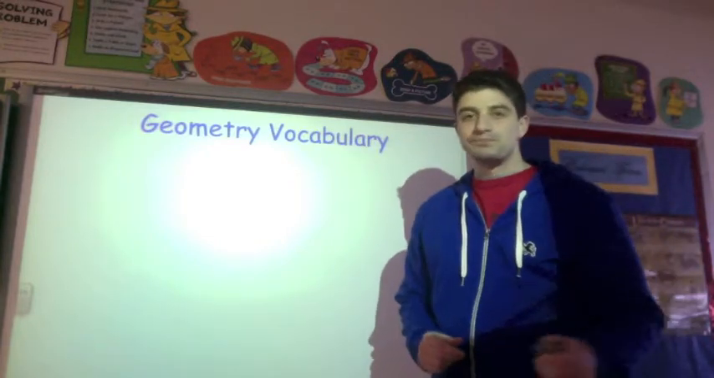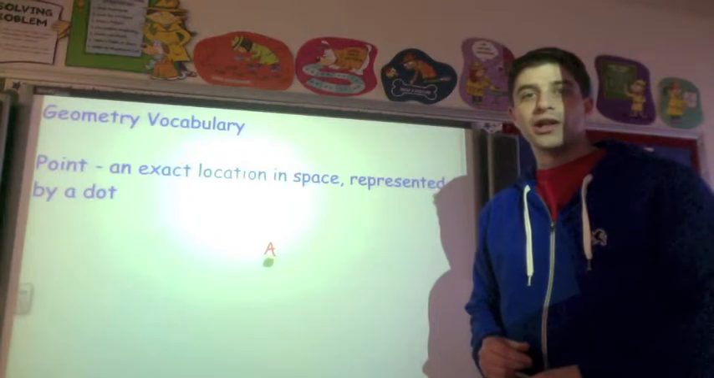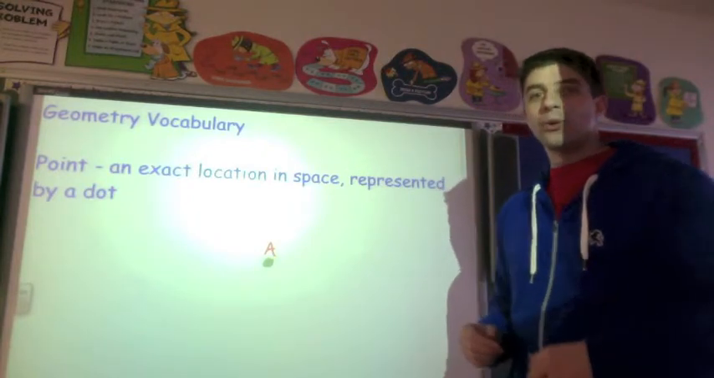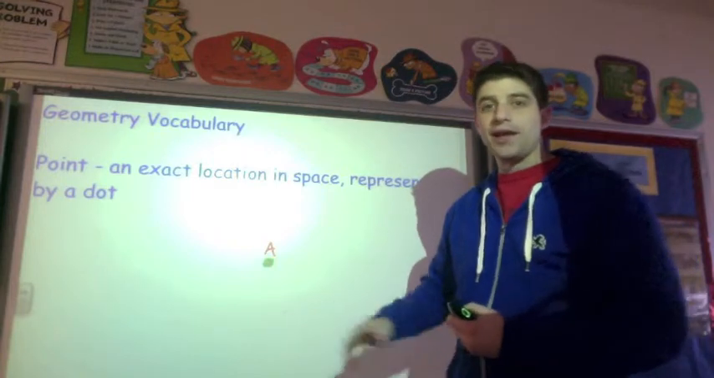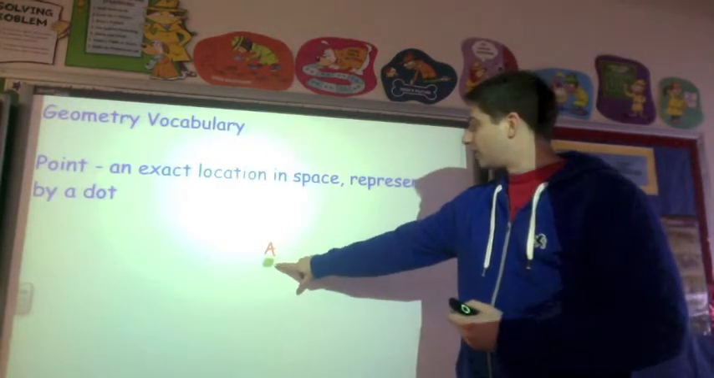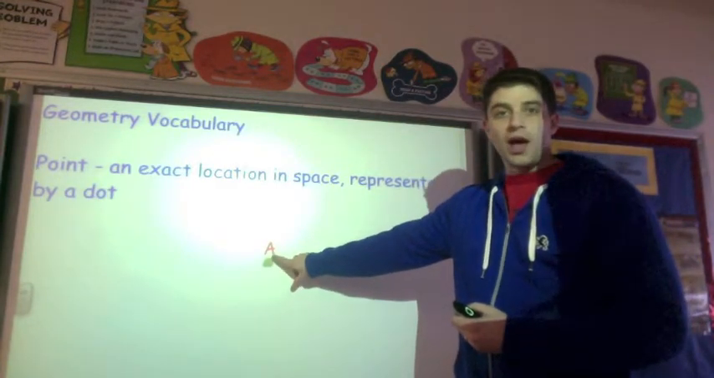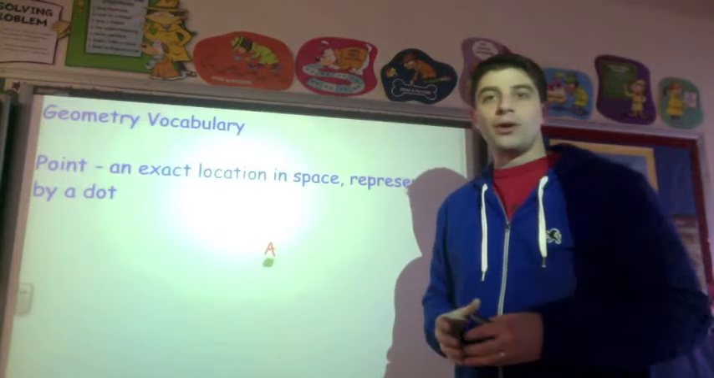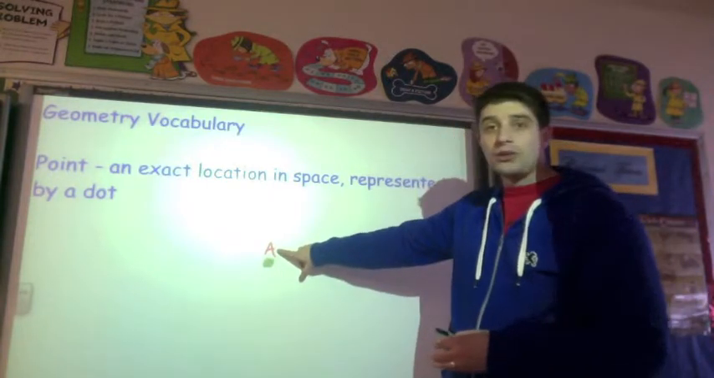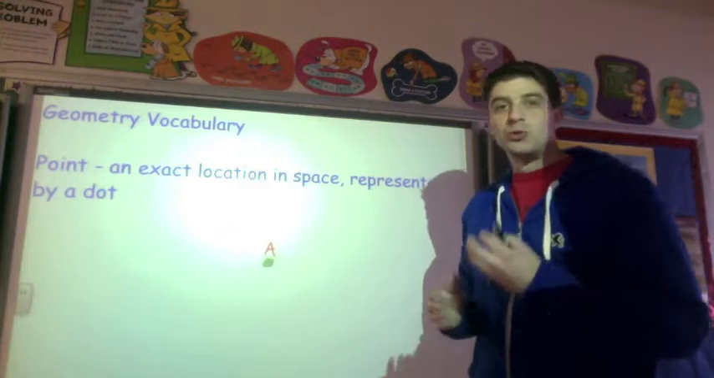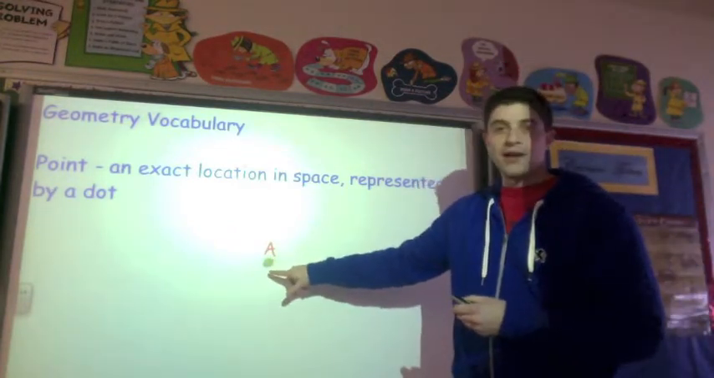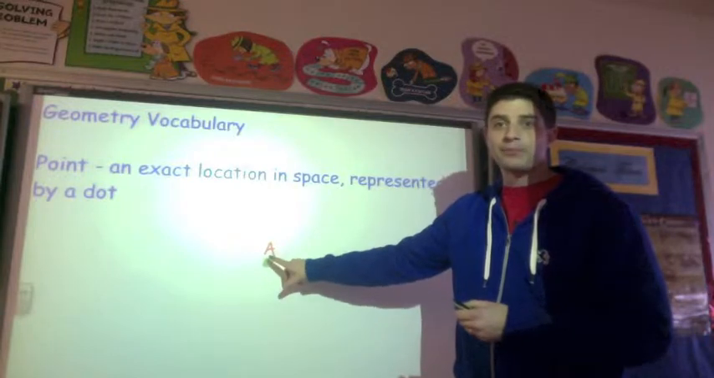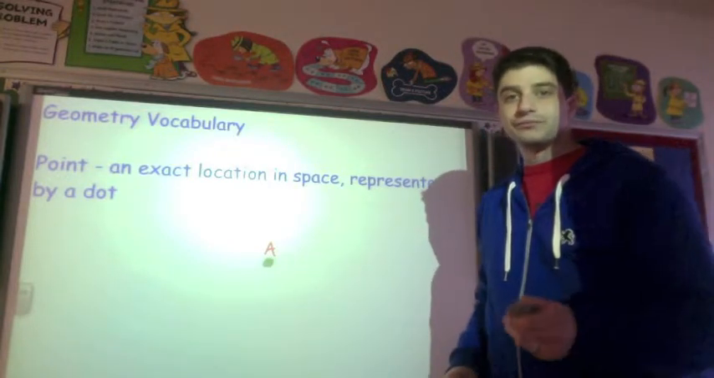Let's get going. Our first word is point. A point is an exact location in space, and it's represented by a dot. Here, you can see this is our point, but we also have to label our points. So we're going to call this point A. It's really important that we label the point, that we don't just make a dot on our paper, but that we label it with a letter.